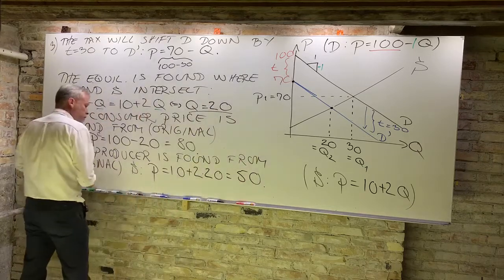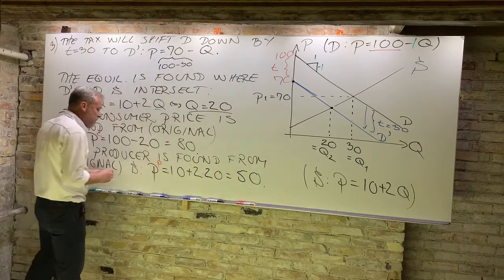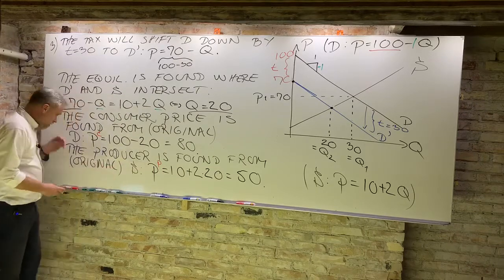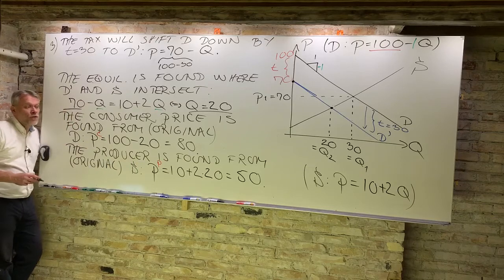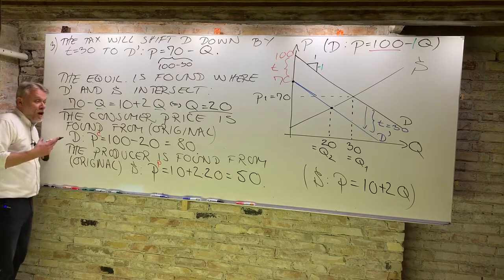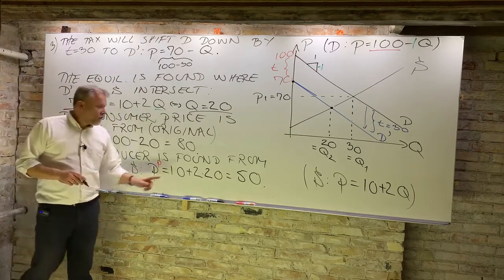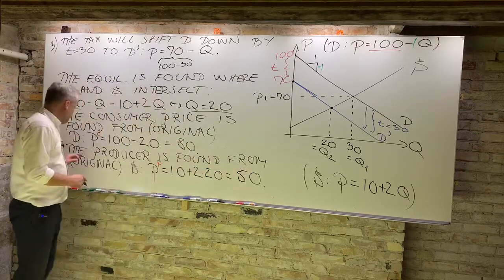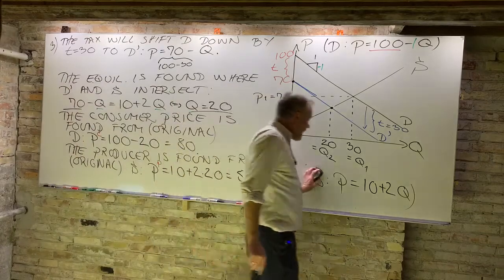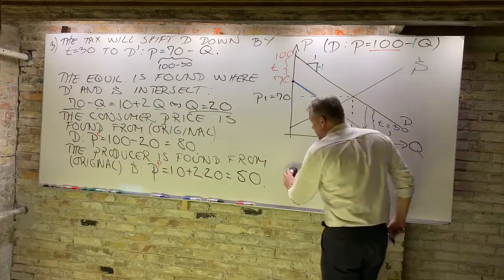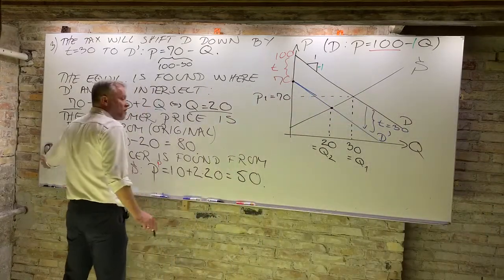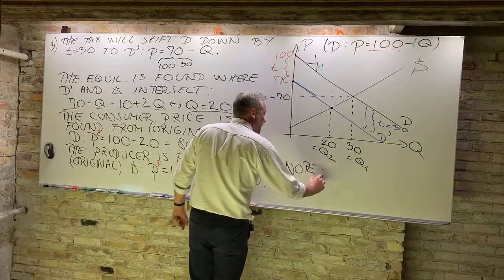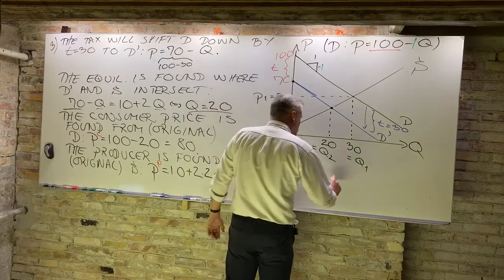And then we put in a superscript P here, P for producer. And what you should then note here, you don't necessarily have to tell anybody, is that the difference between the consumer price of 80 and the producer price of 50 is exactly equal to the tax. And that is exactly as it should be.